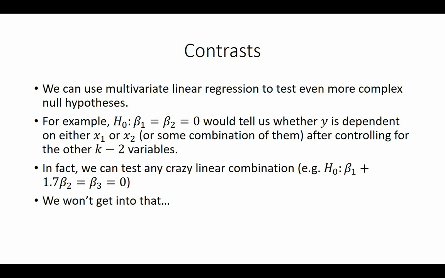So you can actually test any kind of linear combination that you want, even something crazy. You can have some strange null hypothesis like beta 1 plus 1.7 beta 2 and beta 3 are 0, or any other linear combination. I don't think it's too useful to have those kinds, but you can have them. So you have the mathematical tools to formulate and to test those kinds of null hypotheses. But I'm not going to get into it today.